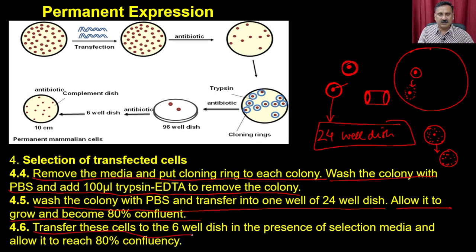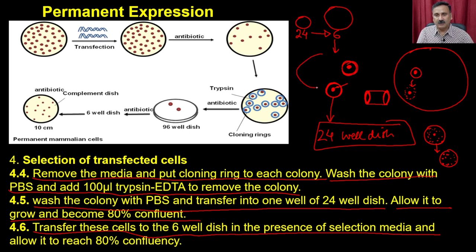Transfer these cells to a 6-well dish in the presence of selection media and allow it to grow. So what you're doing is you have taken out from this, first putting into a 24-well dish, which is a small area. Then you're putting it into a 6-well dish, so it's going to be even bigger. And from the 6-well, you can put it into a 12-well, or even a large well like this. Okay, so then you can transfer it onto a big dish, and that's how it's going to grow.